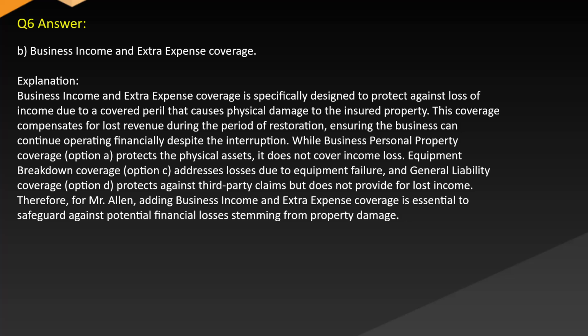Equipment breakdown coverage, option C, addresses losses due to equipment failure, and general liability coverage, option D, protects against third-party claims but does not provide for lost income. Therefore, for Mr. Allen, adding business income and extra expense coverage is essential to safeguard against potential financial losses stemming from property damage.